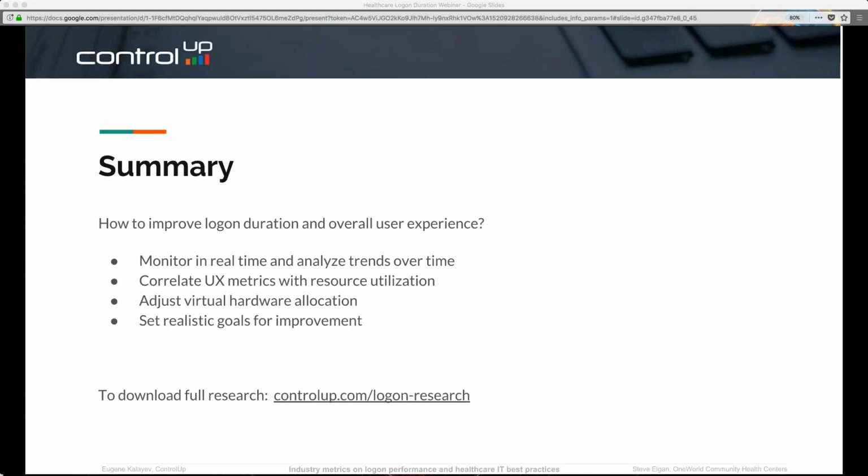When you're looking for a realistic goal, I think our research provides hopefully a little bit of guidance or a guideline on how to plan your improvement and what you can work towards when you're looking to improve user experience and logon duration in your environment.